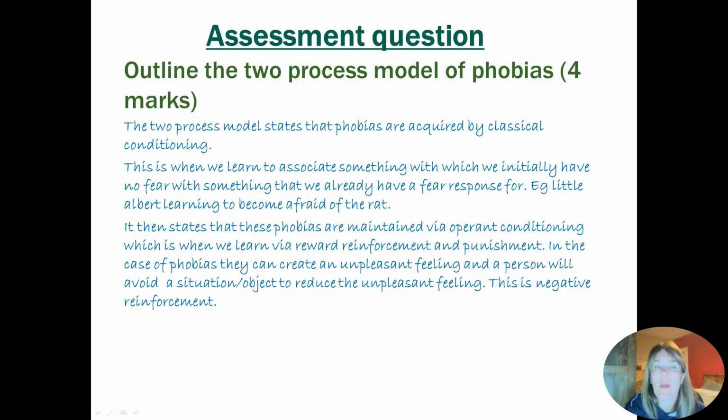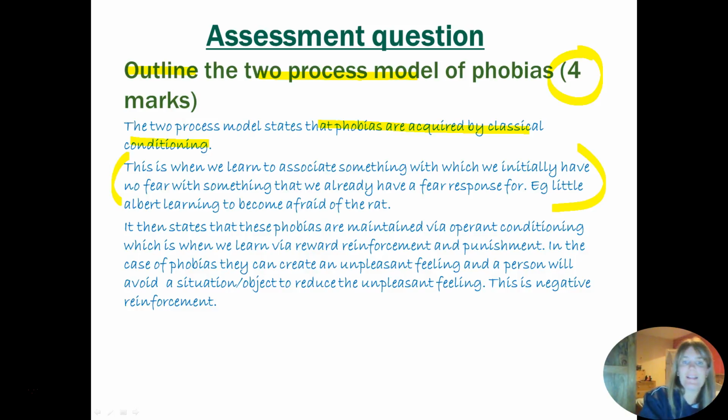So now I want to look at how you might answer a question on this in the exam. So we're going to be looking at: outline the two-process model of phobias. Keywords here are outline and two-process model, and we also need to speak about the fact that it's asking us for 4 marks, which is accurate detail, but we don't need to be going on and on and on. Let's have a look at my answer. The first thing I've stated is that the phobia is acquired by classical conditioning. But in the next section, I've gone on to explain what I mean by how it's acquired by classical conditioning. I then said that it's maintained by operant conditioning, and again, I've gone on to explain what I mean.